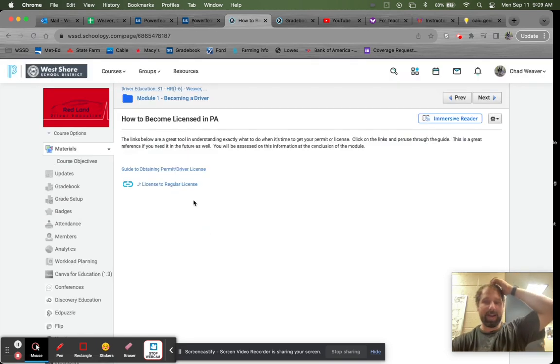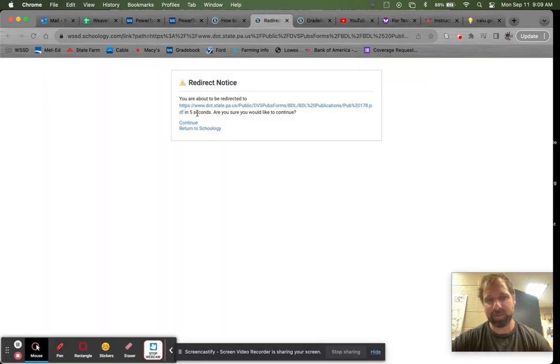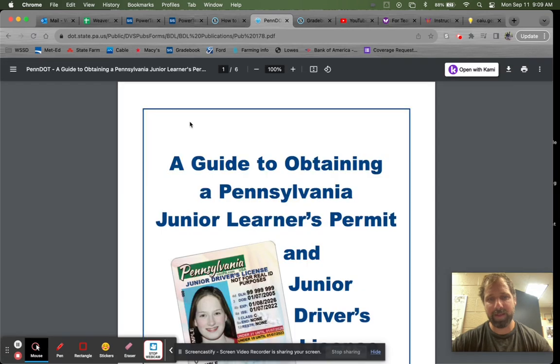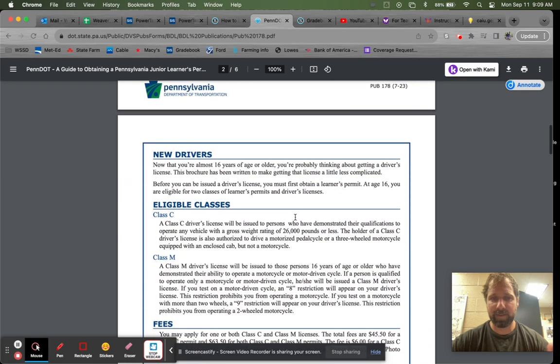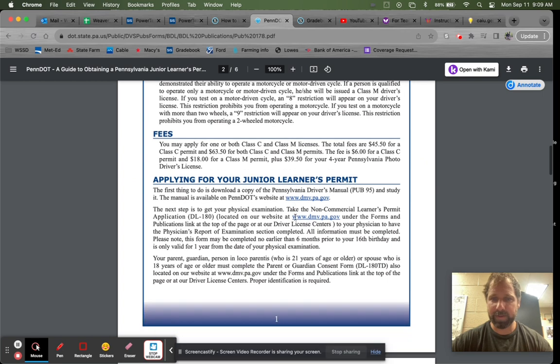Those who are not yet in the permit stage, this is a huge document I want them to be familiar with. If you click on this, it'll take you to an outside source here. It's a PennDOT website, and this is a great manual. Again, if you're not familiar with the permit system, I would highly recommend looking at this. But basically, it talks you through everything.